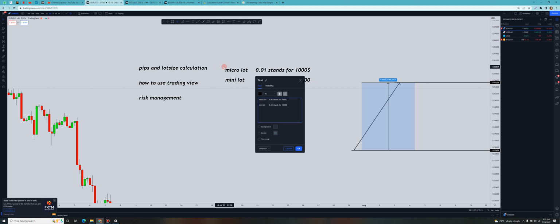Is that 10? Yeah, $10,000. Then we'll have what we call the standard lot, which is 1.0 lots. I mean, 1.0 stands for $100,000. Now if I ask you mathematically, what is the difference between micro lot, mini lot, and standard?